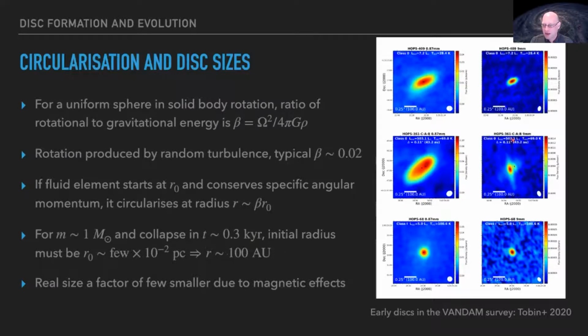These images on the right here are observations of disks around class 0 systems, the youngest protostars, from the VANDAM survey by Tobin et al. And what you see is typical disk sizes are of order 100 AU, maybe a little smaller than that, probably due to magnetic effects, which mean you don't exactly conserve specific angular momentum. Specific angular momentum actually goes down a little as the gas collapses in due to magnetic braking.